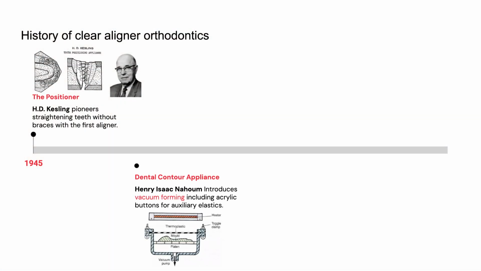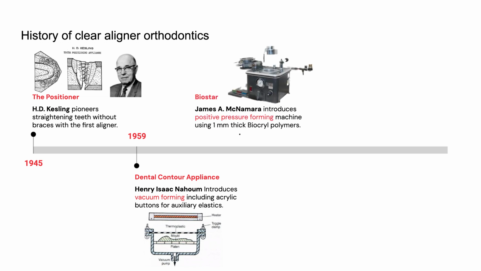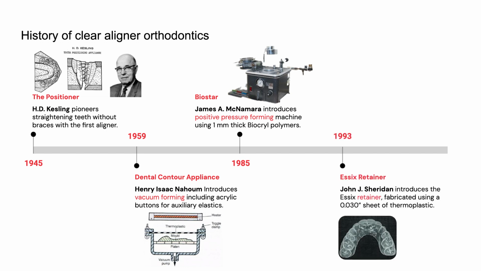Well, late 50s, early 60s, we finally had vacuum form type appliances, thermoplastics that we could use. And Nahom was the one who really said, let's look at using this to help move teeth. And he did it with elastics, etc. Jim McNamara in 1985 was kind of the lead guy. He's University of Michigan and one of the lead guys to look at using BioCurl polymers to help come up with the proper plastics to be able to move teeth using the BioStar machine way back then, which was a big advancement.